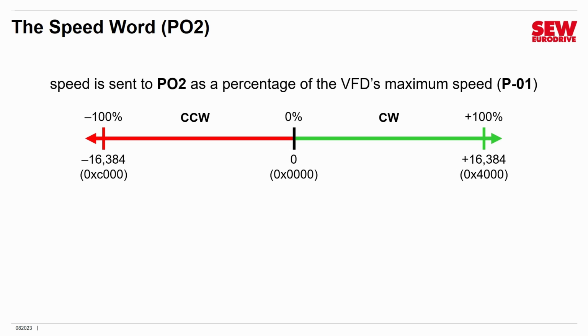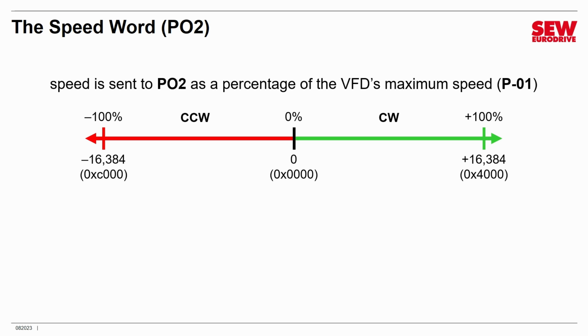So for example, if you send it as 0, obviously the VFD won't turn because that's 0%. If you send it a +1, a +2, a +3, you're gradually ramping up. When you get to plus 16,384, you're at top maximum speed in the clockwise direction. If you send it a -1, -2, -3, or up to minus 16,384, you increase speed in the counterclockwise direction up to 100%.